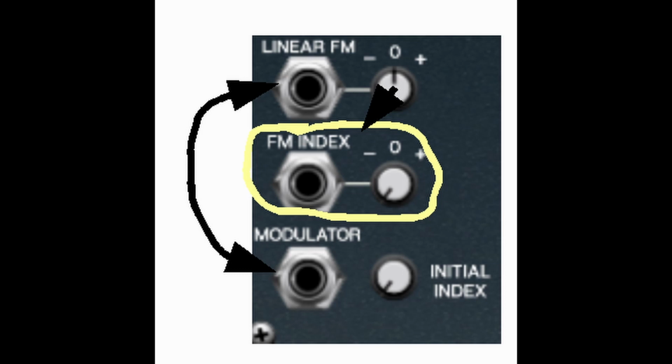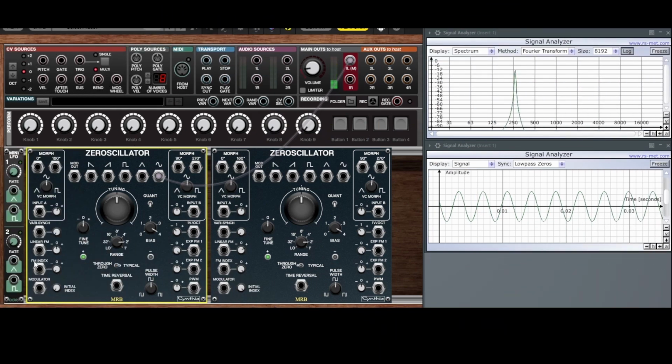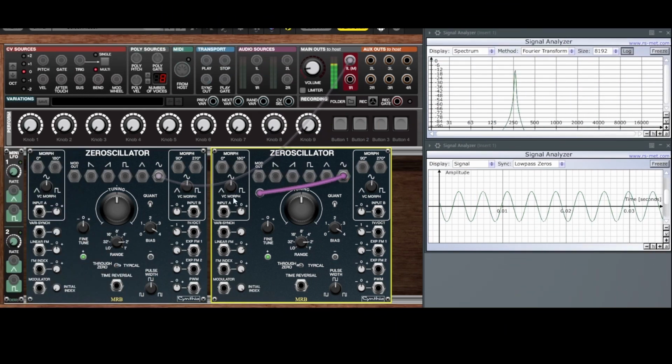The POTI labeled initial index sets an offset to the modulation strength that is added to the modulation strength according to the FM index plus attenuverter combi. Let me play around with this functionality a bit to make it even clearer.